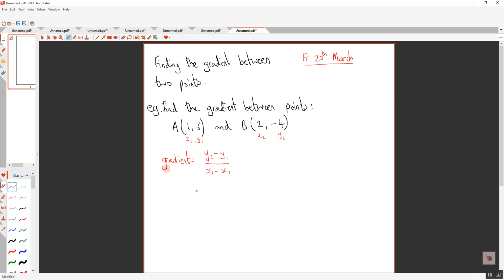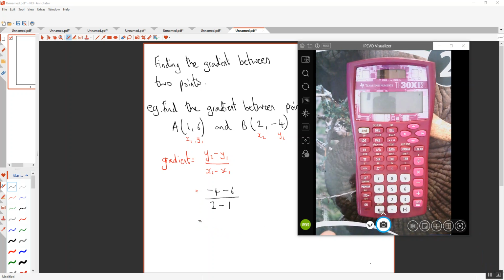So we're going to put our numbers into our formula. I want you to type into the box what you think that is. Okay, let's see if we got it. So y2, so -4, that's y2, take away y1, y1 is 6, divided by x2 is 2, take away x1, which is 1. And I can put this into my calculator.